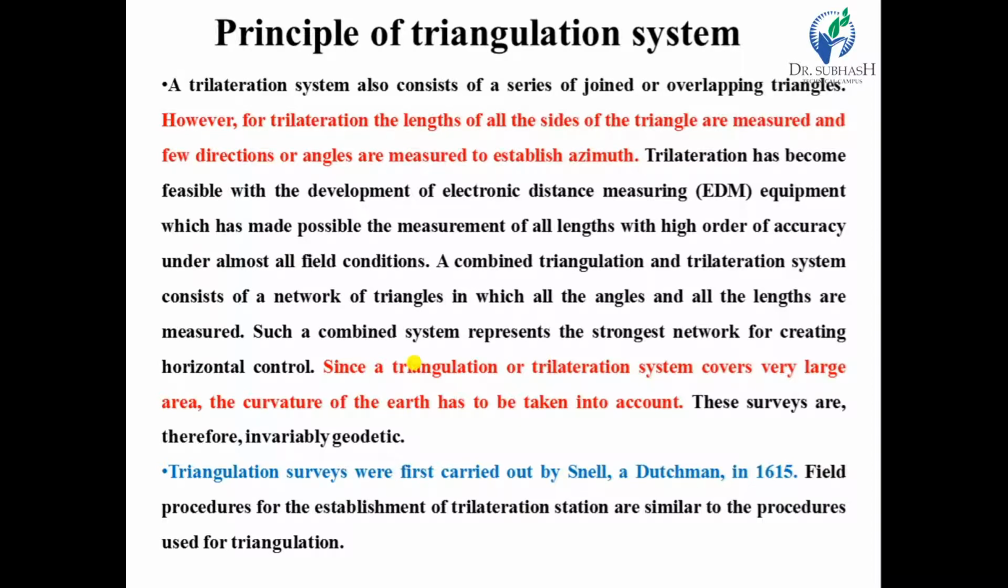Since a triangulation or a trilateration system covers a very large area, the curvature of the Earth has to be taken into account. These surveys are therefore invariably geodetic. Triangulation surveys were first carried out by Snell, a Dutchman, in 1615. Procedures to establish a trilateration station are similar to procedures used for triangulation.